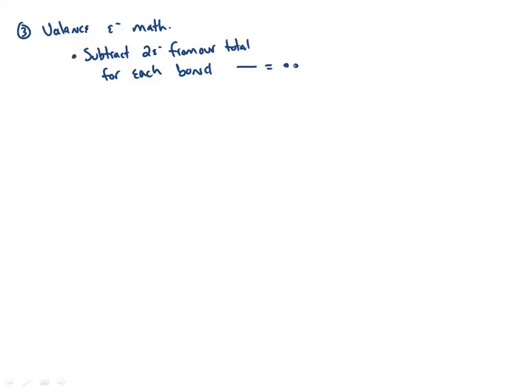So valence electron math. The idea is that we want to subtract 2 electrons from our total for each bond. Because remember, that line is the same as 2 electrons being shared, right? And so, for instance, if I take a look at CH4, I start with 8 electrons, right? And then I use 8 electrons in bonds. And so how many electrons am I left with?